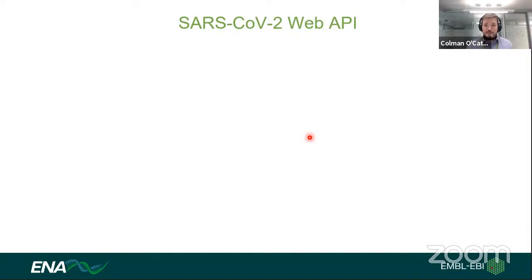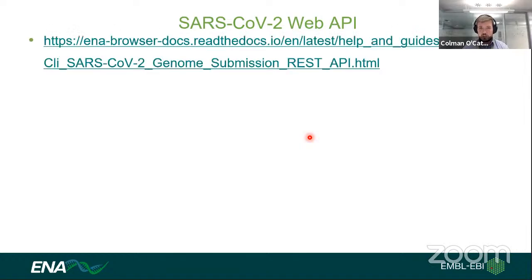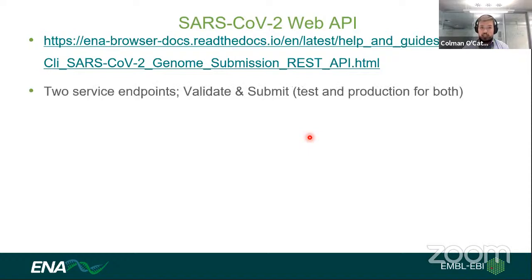So the Web API, this will be of very keen interest to probably high volume submitters of assemblies to the ENA, if you are interested. So the documentation again is on the Read the Docs page specifically. This basically is two service endpoints of RESTful APIs, one for validation and one for submitting. Again, this kind of works like the command line interface. The validate will tell you if your submission is going to go through all right without it actually being submitted. And the submit is the submit section.